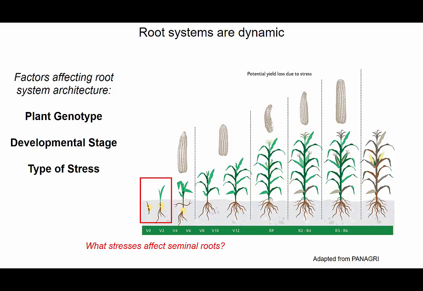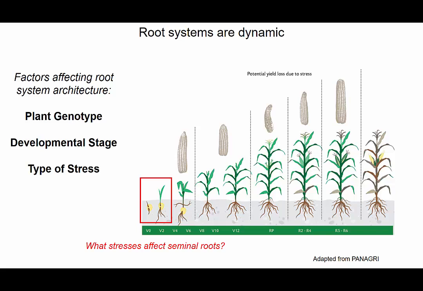So this diagram here is basically the different growth stages of corn and the predicted yield losses due to stress. You can see that if you have a stress kind of early, it's not predicted to have a major effect, but in these middle stages, the stresses have a much greater impact. And part of this is due to damage to the roots themselves.